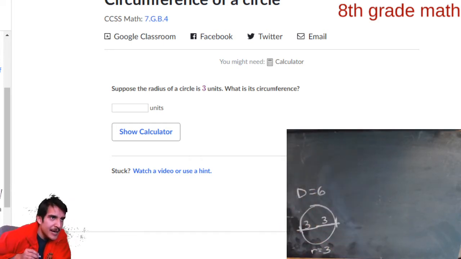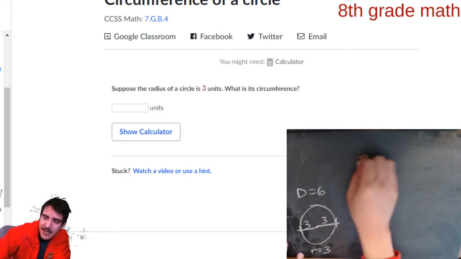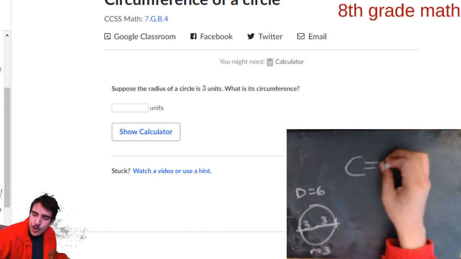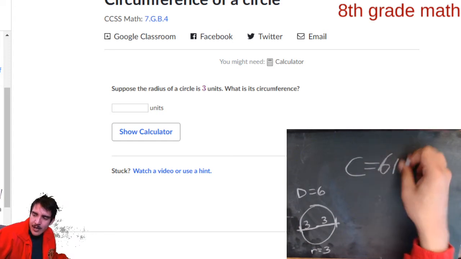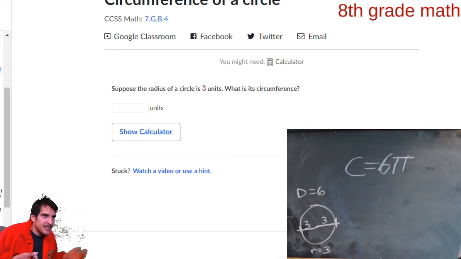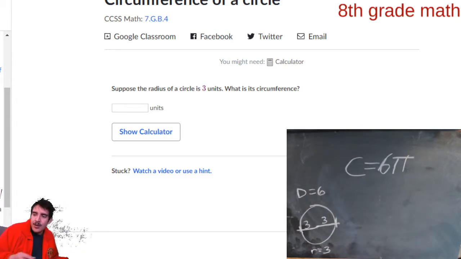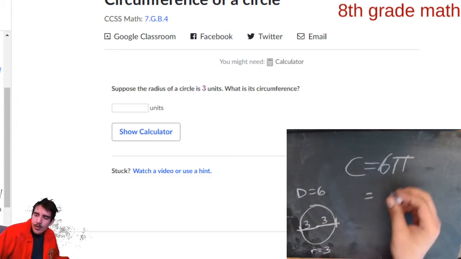Now, what I meant by there's two ways to do this is, which formula are you going to use? Are you going to use 2 times r times pi or diameter times pi? I like diameter times pi because it's just shorter. It's less work. 6 pi. 6 times pi. That's diameter times pi.